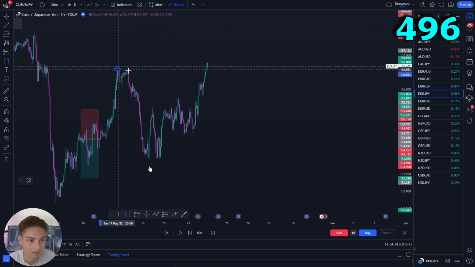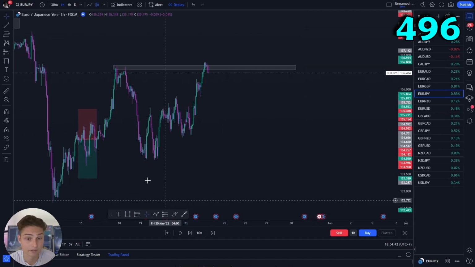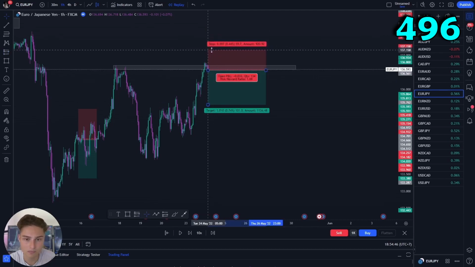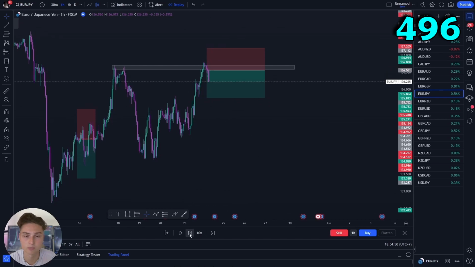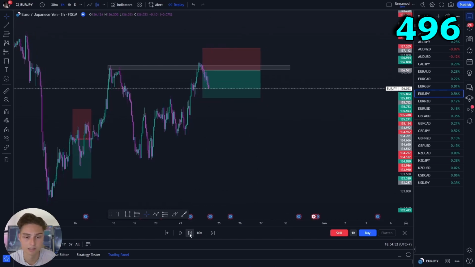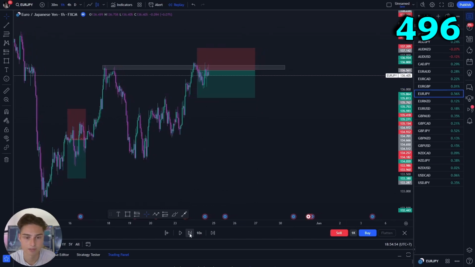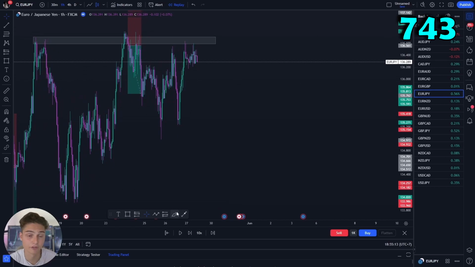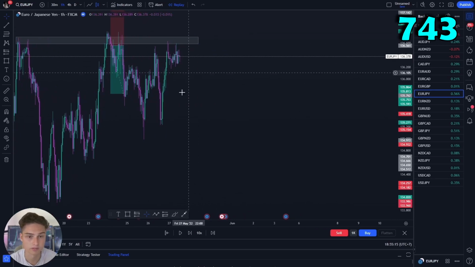What about this? We'll see if it respects it. Kind of does. So let's take a trade off it. Stop above the zone, take profit at 1.25. And can we hit the target? Ooh, it comes back twice and it hits the target. So we're still down £300 from the initial 1,000.